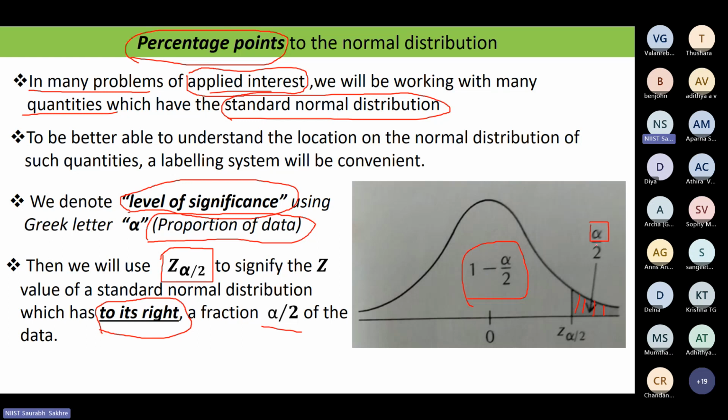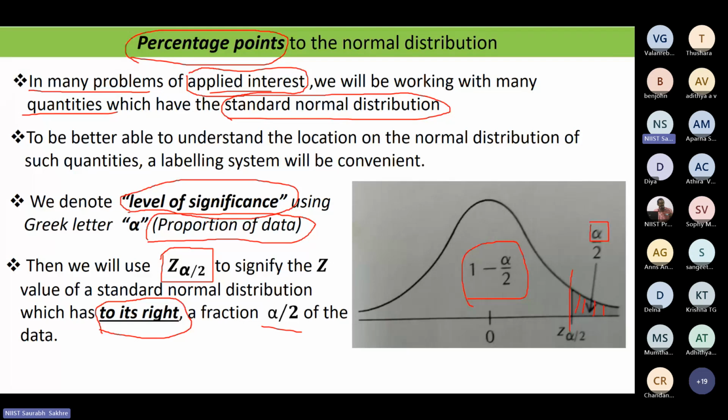So if I am saying this is alpha by 2, this proportion is alpha by 2. Obviously this will be z alpha by 2 because here we plot z scores, right? Here we plot z scores. So naturally this will be 1 minus alpha by 2. Okay, so I hope up to this point it is clear to you.